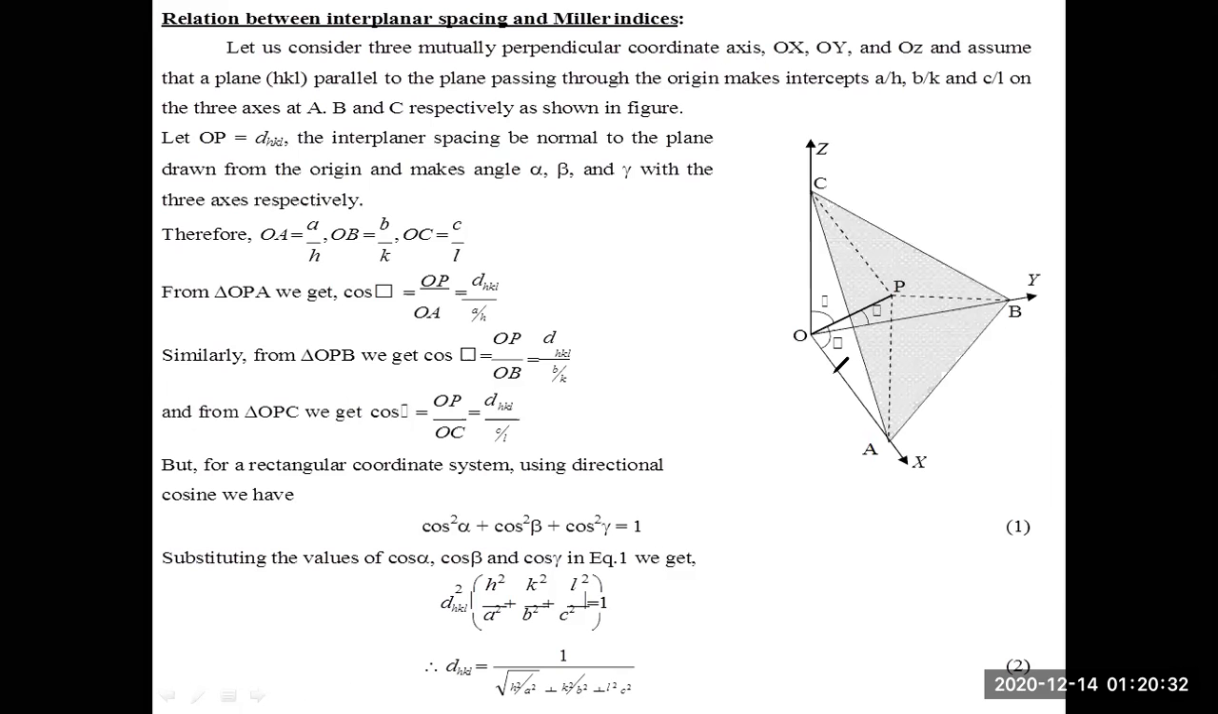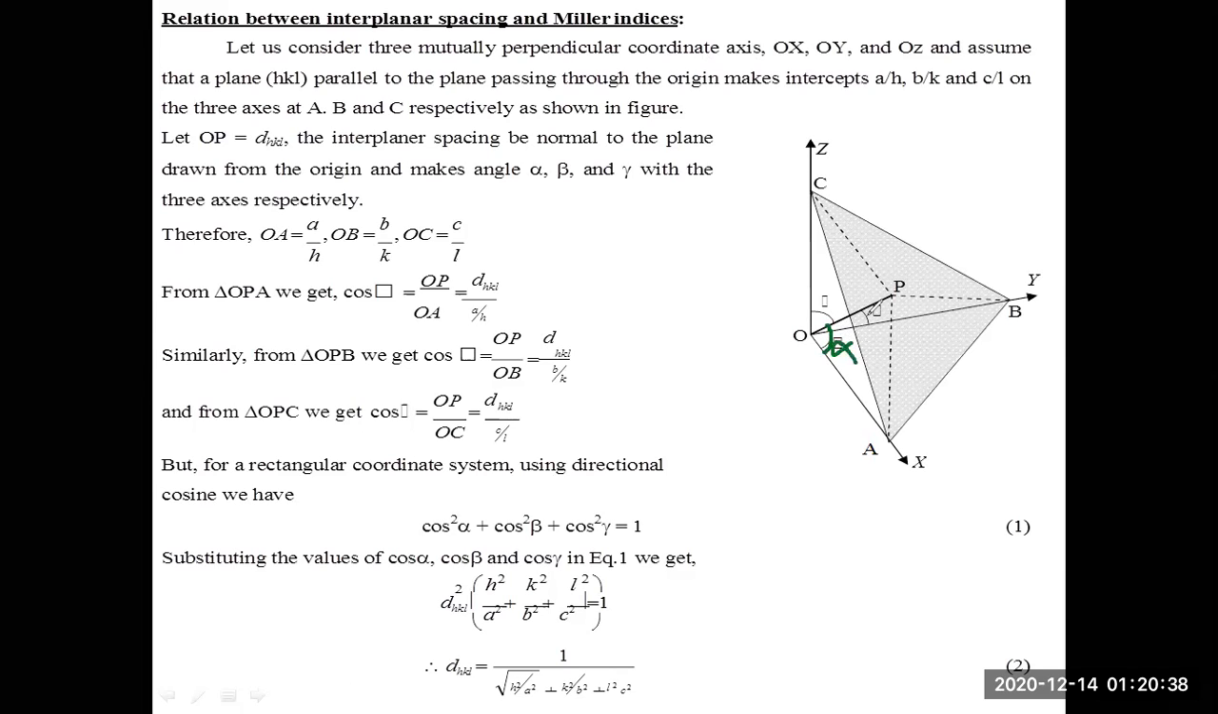Now let us consider these three mutually perpendicular coordinate axes. How are you going to write this? By seeing the figure, you should be able to write some sentences whenever someone asks you in the examination to derive the relationship between interplanar spacing and the Miller indices. You need to write some sentences by seeing the geometrical diagram. So let us consider these three mutually orthogonal axes OX, OY, and OZ, and assume that a plane HKL is parallel to the plane which is passing through the origin.